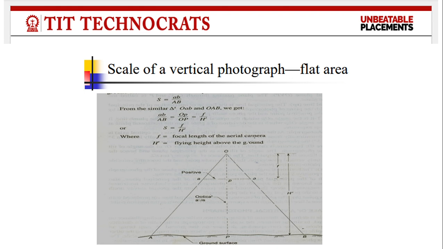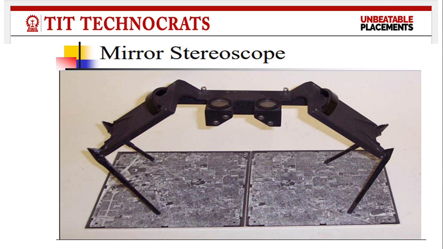Then scale of a vertical photograph on flat area. S is equal to ab upon capital AB. So it is the scale f upon h dash, where f is the focal length of the aerial camera and h dash is the flying height above the ground. So mirror stereoscope is used.